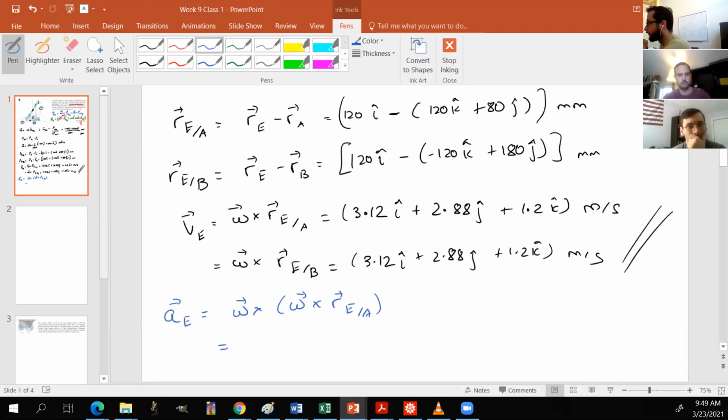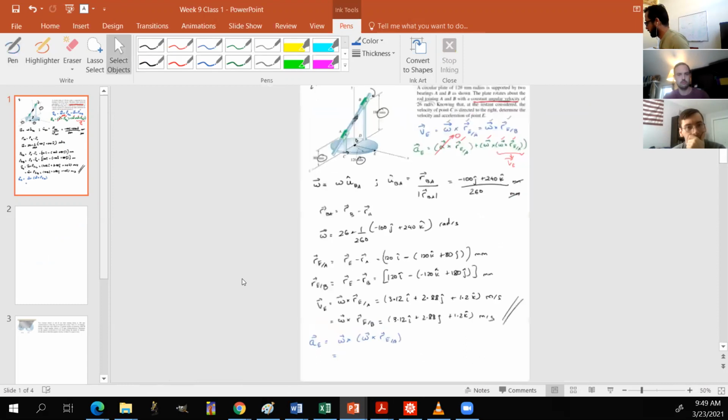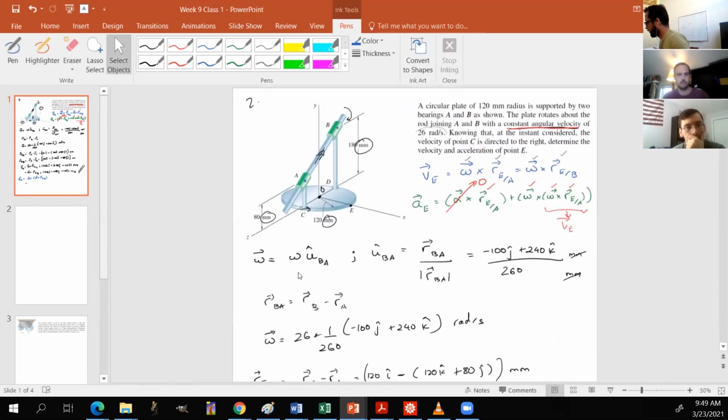Could I ask a question about something at the beginning of this problem? Of course. The absolute value of R AB. How'd you get 260? I'm drawing a blank on how to. So the magnitude of 100 squared plus 240 squared should be 260. Gotcha. That's how you find the magnitude. Yep. Thank you.